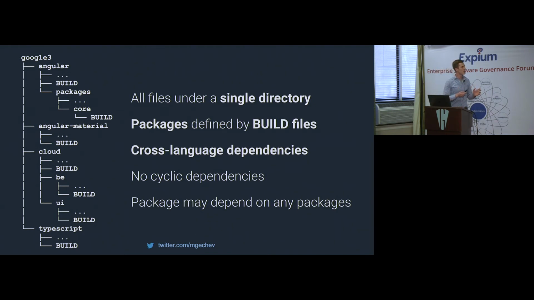The BUILD.bazel file, or the BUILD file, basically describes a compilation unit. Each BUILD file declares its dependencies. So the individual directories here can depend on each other. We cannot have cyclic dependencies. So if there are cyclic dependencies across several files, they need to be combined into a single package. And well, pretty much any package can depend on any other package at the same time as well.